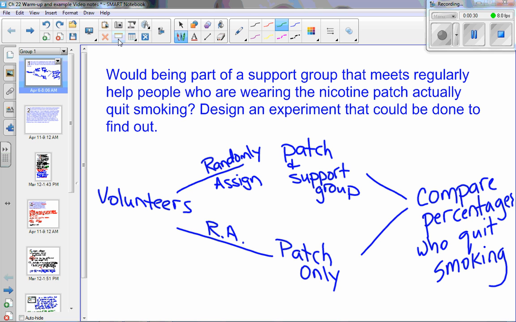Okay, what you might have come up with, and we don't have any numbers of how many people were in the group, but we do have that we were given volunteers. So we know that those volunteers could be randomly assigned to one of two groups, where one group would receive the patch and support group meetings. The other group would receive the patch only, and then what we would do is compare the percentages who actually quit smoking. So that's how we could design an experiment.